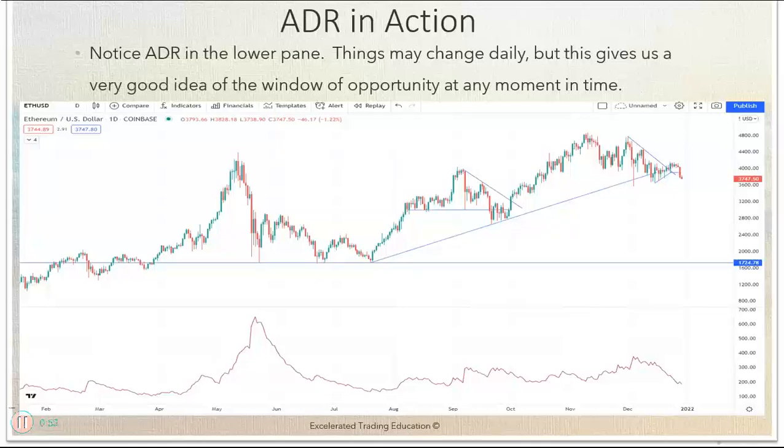So, ADR in action. Notice ADR in the lower pane down here. These things may change daily, but this gives us a very good idea of the window of opportunity at any moment in time, right? So this is the price action up here, and then this is the corresponding ADR. I usually put on a period of 10 or 14 periods to smooth things out to get this trend, so it lags a little bit.